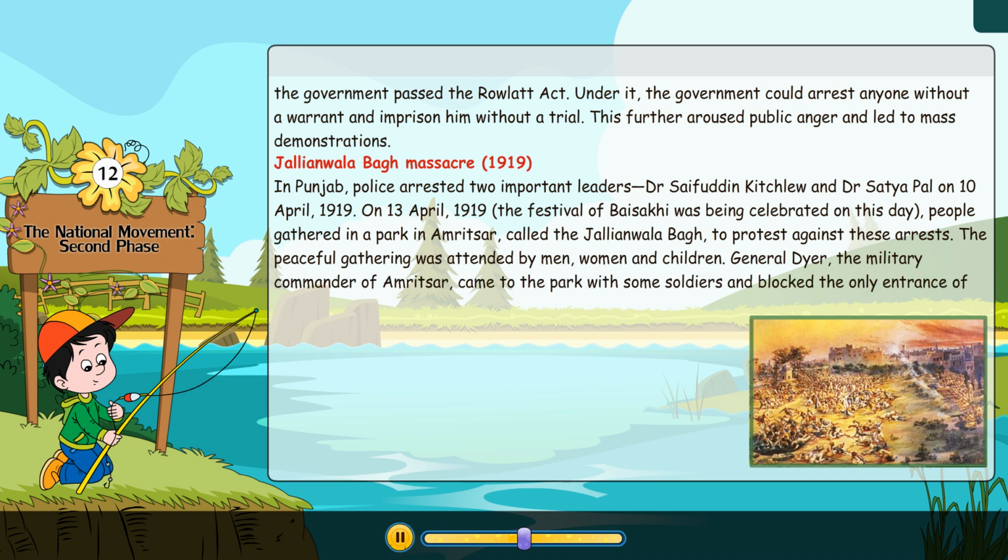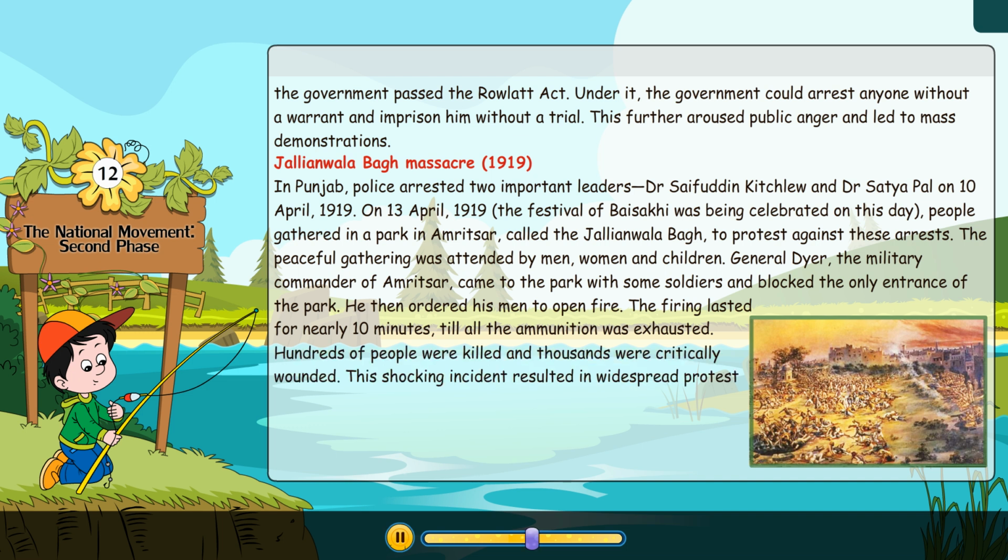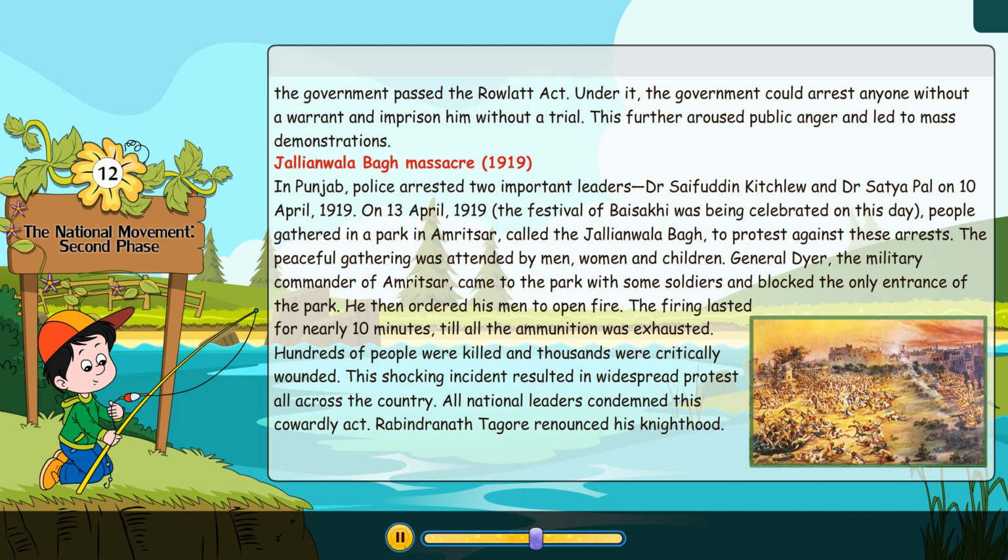General Dyer, the military commander of Amritsar, came to the park with some soldiers and blocked the only entrance of the park. He then ordered his men to open fire. The firing lasted for nearly 10 minutes till all the ammunition was exhausted. Hundreds of people were killed and thousands were critically wounded. This shocking incident resulted in widespread protest all across the country. All national leaders condemned this cowardly act. Rabindranath Tagore renounced his knighthood. The government declared martial law in Punjab.